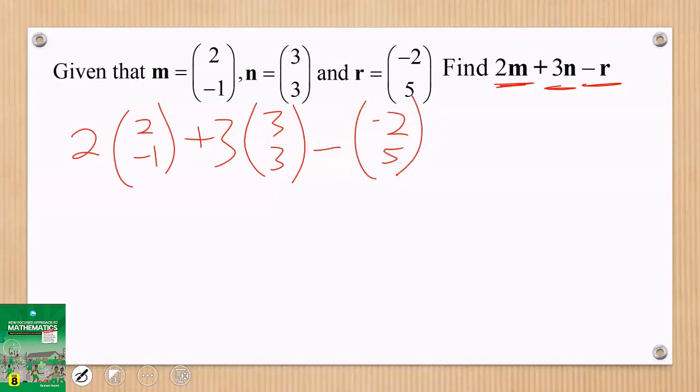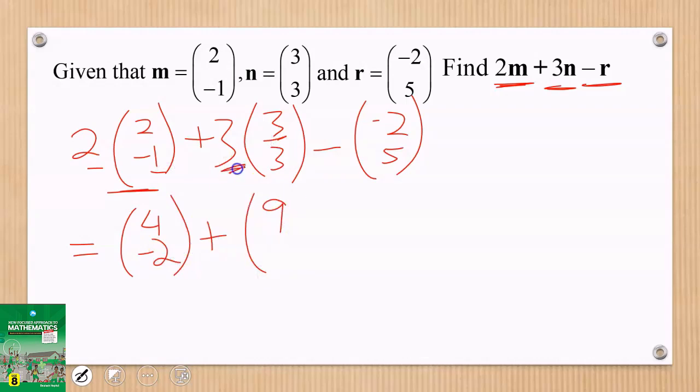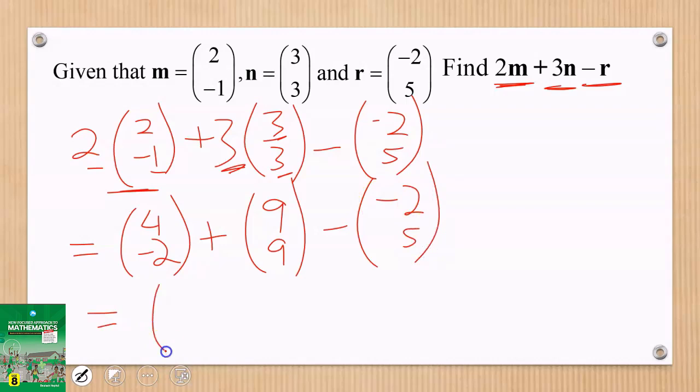So we simplify this using our knowledge in addition and subtraction of vectors. But before then, we need to multiply the scalar to the vector. And so here we are going to have 2 times 2 is 4, and 2 times negative 1 is negative 2. Then 3 times 3 here is 9. And again, 3 times this 3 also is 9, minus our (negative 2, 5). We can do the first addition. 4 plus 9, we know is 13, and negative 2 plus 9 will give us positive 7.